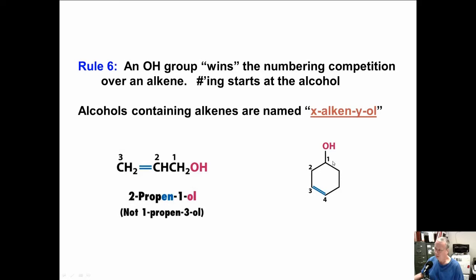Anyway, so the way you'd number this is 1, 2, 3, 4. What do you think the name is? Sorry, let's step back. It's 3. We use this formula: 3-cyclohexen-1-ol. And also the alkene doesn't have that extra E at the end, but again, I'm not going to quiz you on that.